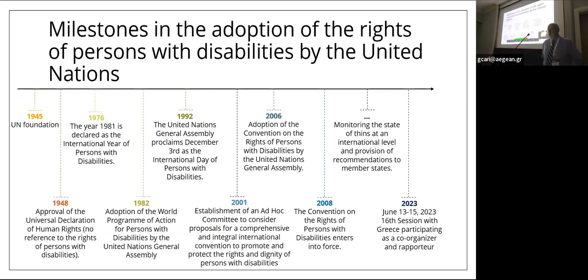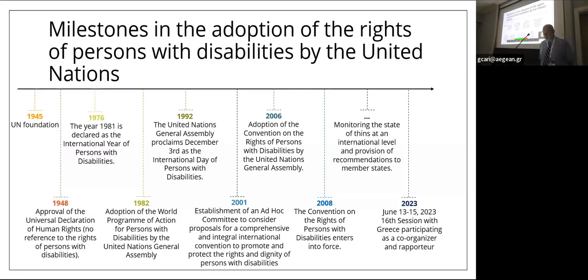So, milestones in the adoption of rights of persons with disabilities by the United Nations. It is interesting that after the foundation of the United Nations in 1945, soon afterwards, in 1948, we had the approval of the Universal Declaration of Human Rights. But it is interesting that there was no explicit reference to people with disabilities at that point in time.